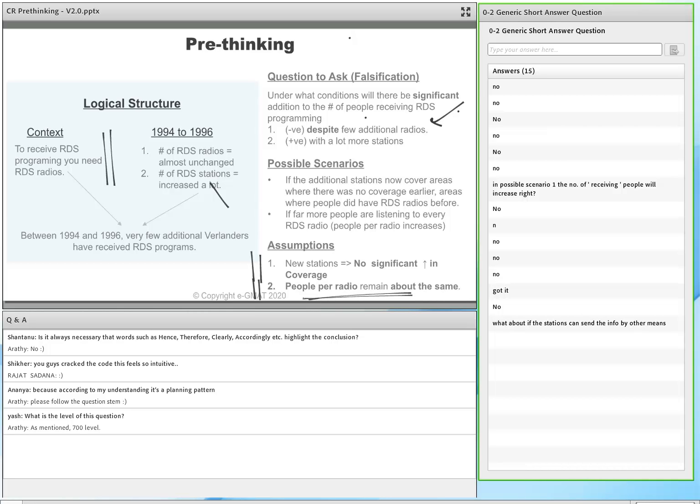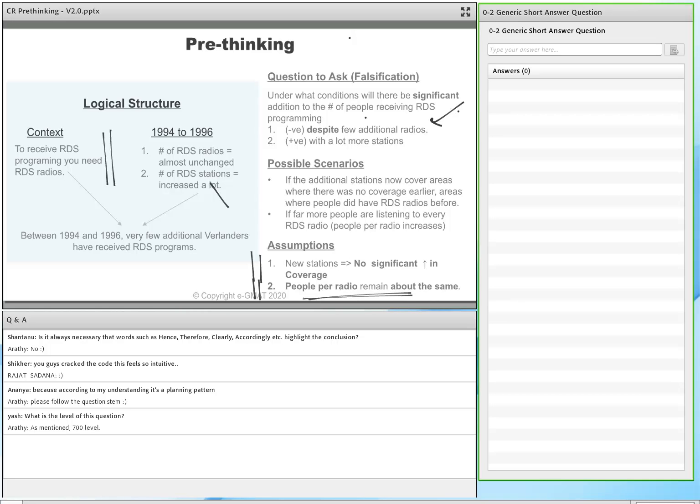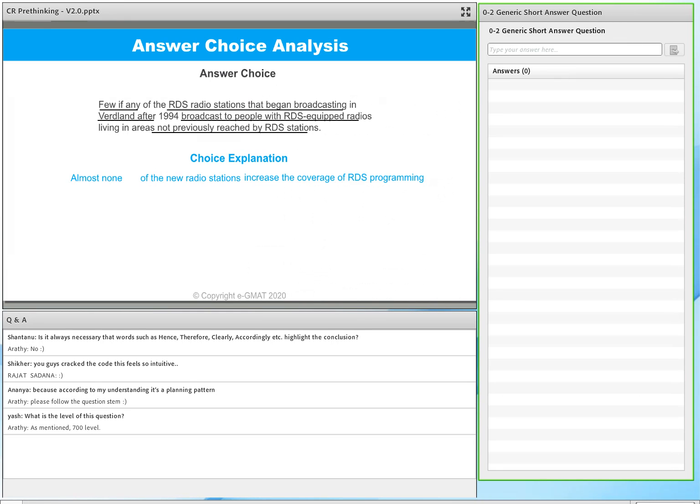Okay, that's what makes the process great, guys. That's what makes CR a lot more logical. Probably after we discuss the next question, I'm going to talk about why CR is a part of the GMAT. Okay, so all right, let's see how people did for this one.